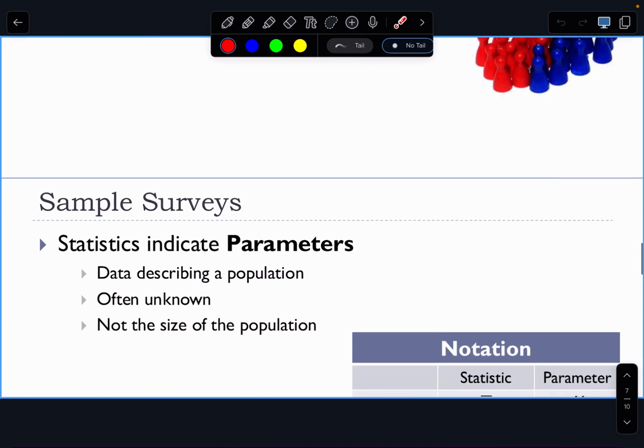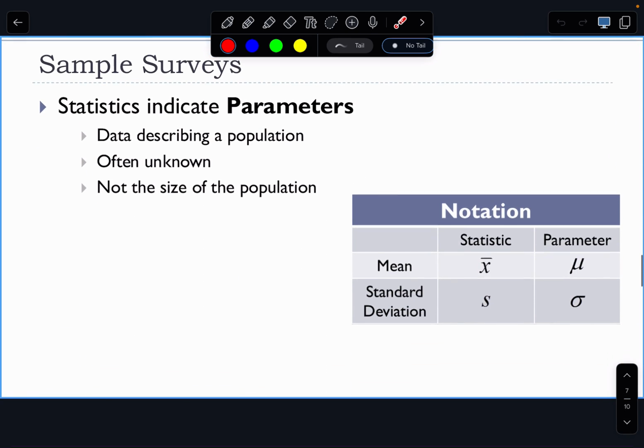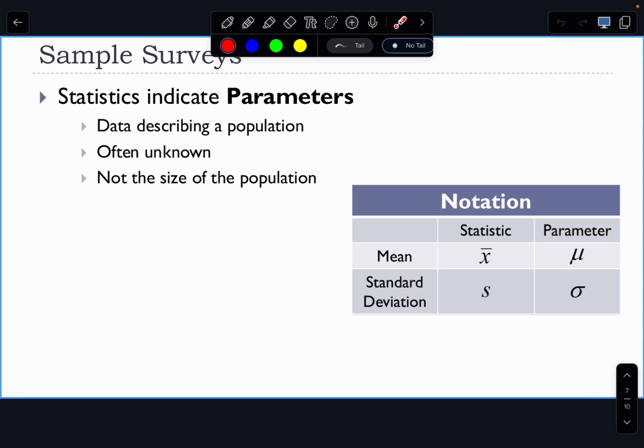Another piece of review then, with this parameter versus statistic idea, make sure we know the notation changes. If I'm talking about means, as a statistic from my sample, my mean notation is x-bar. But if I actually calculate the true parameter, if I actually get access to my entire population and I calculate that true mean, then we use that Greek letter mu.